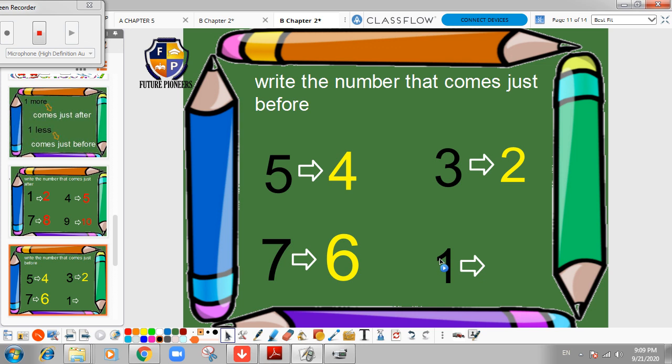What is the number that comes before number 0? Who can remind me what is the first number on the number line? We said before that number 0 is the first number on the number line. Number 0 is the number that comes before number 1. And this concept is called one less.